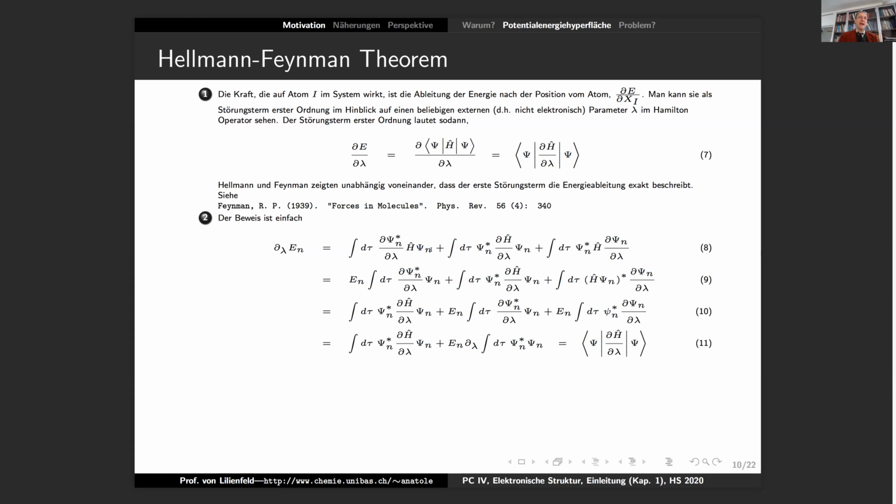Then the middle term, we have to differentiate the Hamiltonian. This is the same as in the line above. And what happened to the right-hand part here? This is most interesting if you compare the right-hand part in line 9 to line 8.